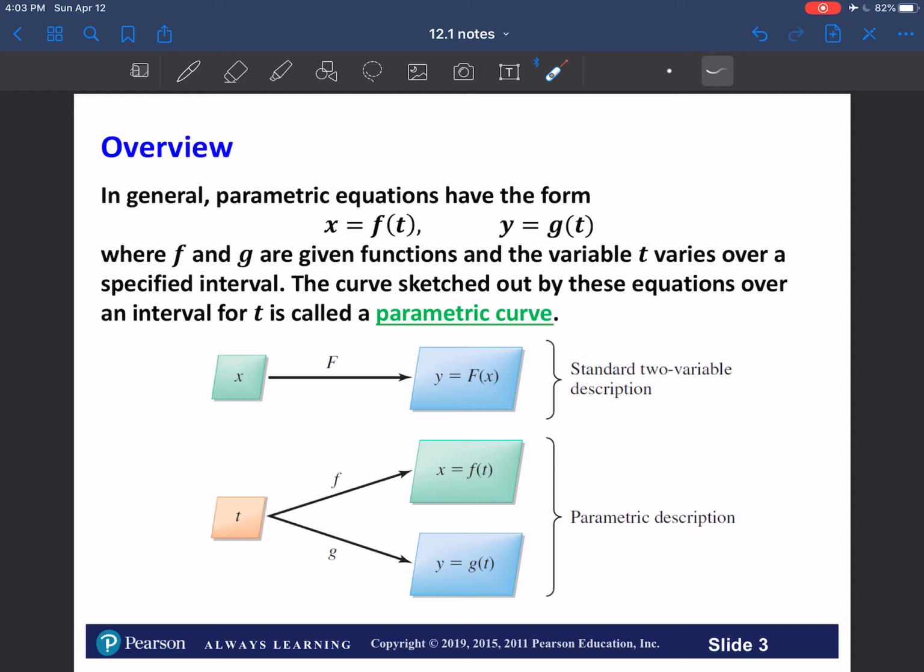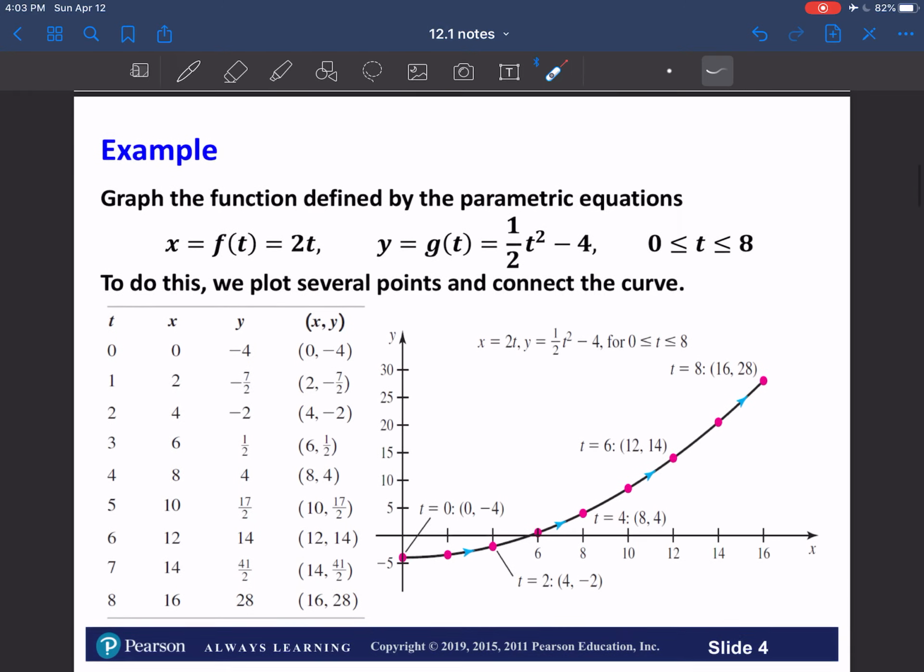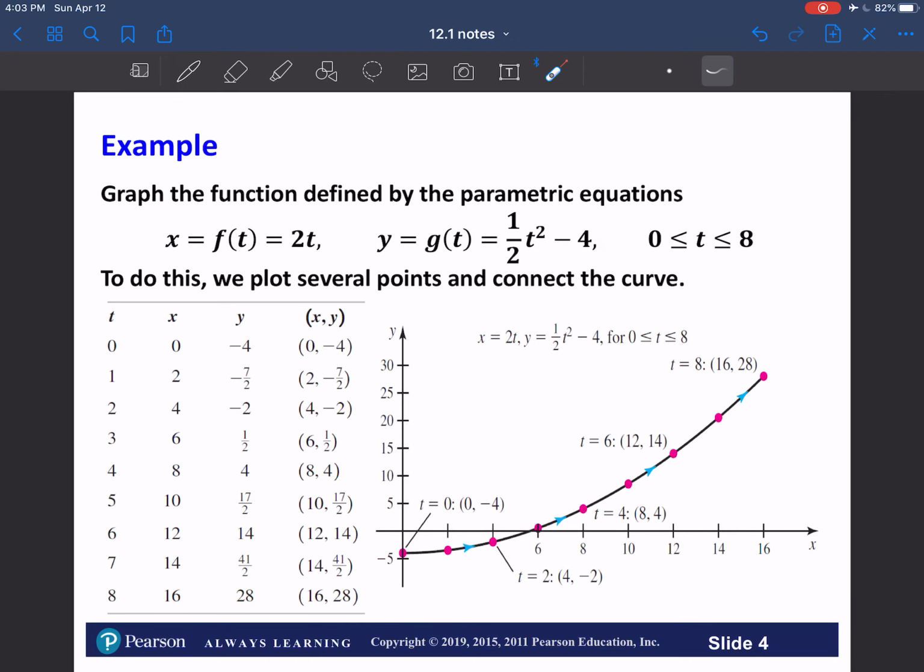So let's go ahead and look at an example of such a function. Consider the function that is defined by these parametric equations. We have x equals 2t, and y equals 1/2 t squared minus 4, where t varies from 0 to 8. One way that you can graph this curve is to draw out a chart. You can plot t, x, and y for a bunch of different values, and then figure out what the points on your graph are going to be.